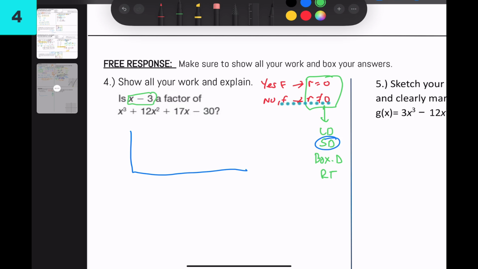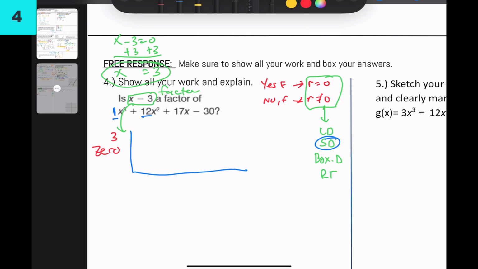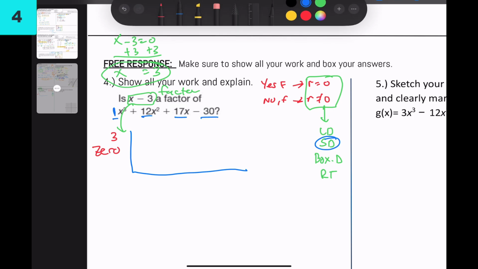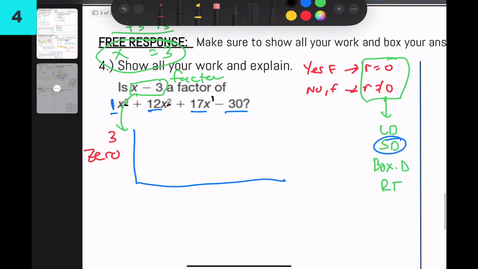Remember, this is a factor, and we need to put over here a 0. To do that, you are going to set it equal to 0, add 3, you get x equals 3. So 3 is my 0. Now you're going to write the coefficients, 1, 12, 17, and negative 30. There is no gap here because you can do x to the 3, 2, 1, and x to the 0. So they're all there. So let's write the coefficients, 1, 12, 17, negative 30.